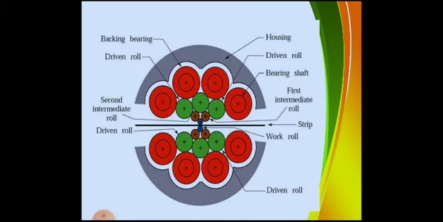As you see in the picture, there is a first intermediate roll. On the other hand, on the left side we see a second intermediate roll. At the bottom we see a strip going continuously. On the right hand side there is a working roll and on the left hand side we have a driven roll. The driven roll moves at the periphery also, and the driven roll moves inside also.